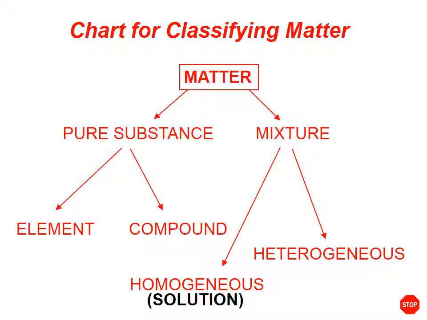And let's summarize by giving you a chart for classifying matter. If you have a sample of matter, you can classify it as either a pure substance or a mixture. If it's a pure substance, you should further be able to classify it as either an element or a compound. If you have a mixture, you can further classify it as a homogeneous mixture, that is, a mixture that is evenly mixed, also called a solution, or an unevenly mixed mixture, which is a heterogeneous mixture.